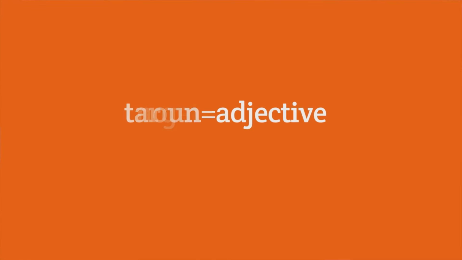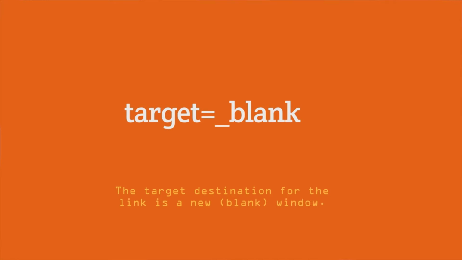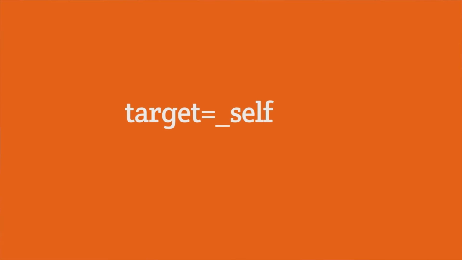The target tells the browser where the link should open. We have a lot of options. It could pop up in a new window or tab, or it could open in the same window that you're already in. So in this case, it's called blank or self. We went ahead and did blank. That'll open our link in a new tab.